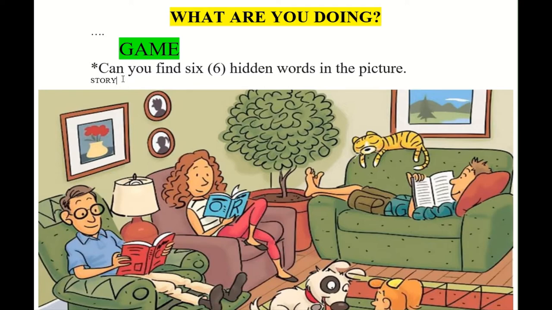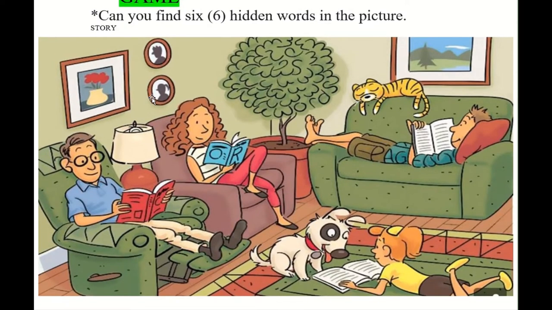You have to find out. Can you tell me the words you know? Novel. Right, novel. You say the novel here on the sofa, right? And the third word is book here in the glass. And number four is page here. And number five is words here on the tree. And number six is read here. Very good. So it's not difficult to find the hidden word. You just look carefully, and then you can find the word easily, right?